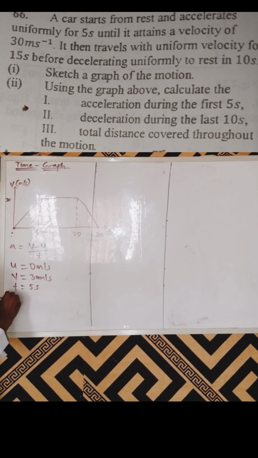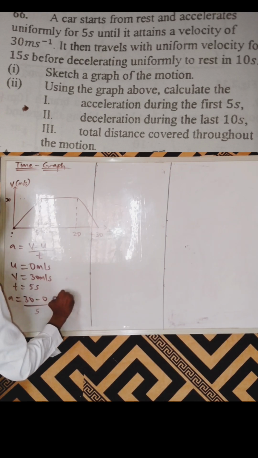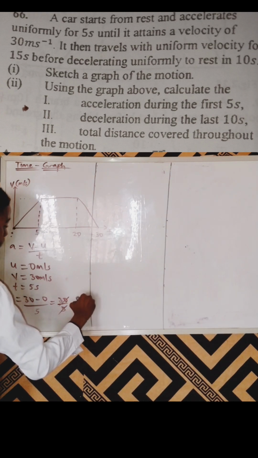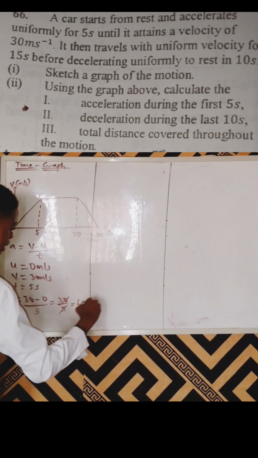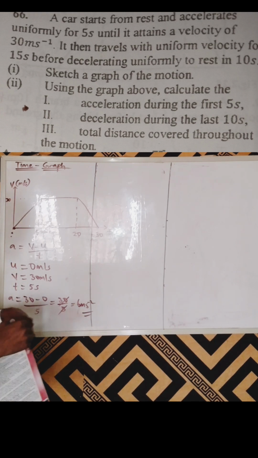So to calculate it, I'm going to have that a is equal to 30 minus 0 over 5. So that's going to be 30 over 5. So my acceleration here is going to be 6 meter per second squared. As simple as ABC. So I've solved the second question.